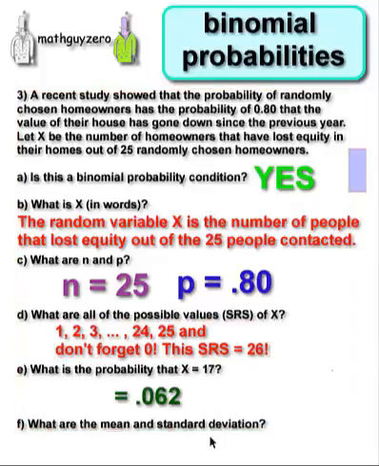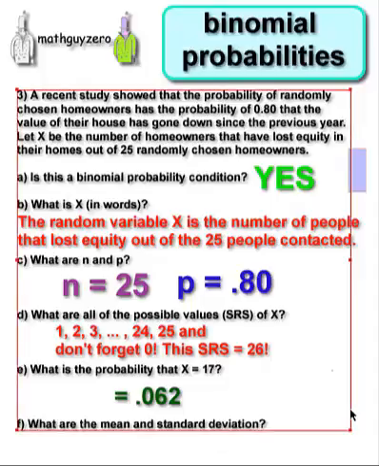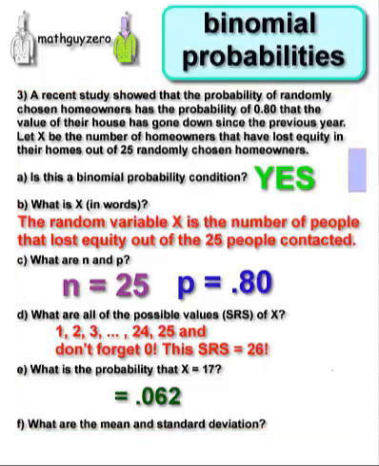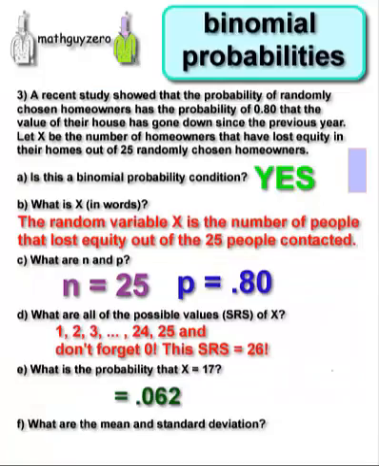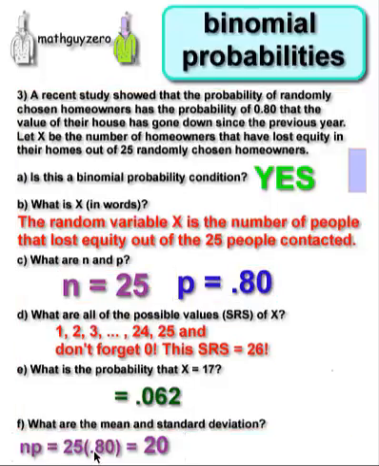So what are the mean and the standard deviation? Again, we're just going to go ahead and use the formulas. There's the binomial mean and the binomial standard deviation. So the binomial mean is kind of easy. It's 25 times 0.8. Comes out to be 20. What that means is if you repeated this experiment many, many times, on average, you should get about 20 people out of the 25 that lost money.